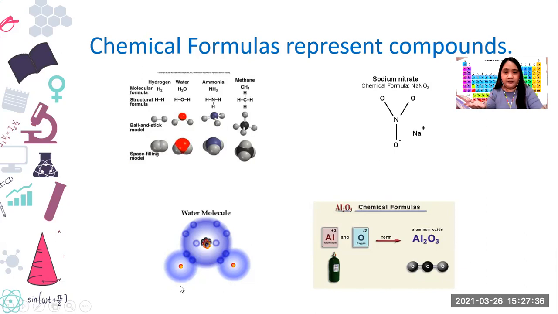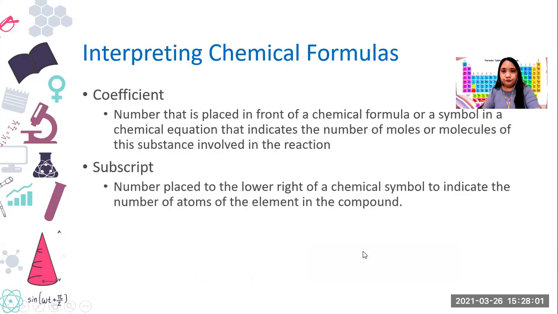Well, you can also represent it as the atom itself. This is a water molecule wherein we have the hydrogen atoms and oxygen atom. You have one oxygen atom and two hydrogen atoms. Or you can also represent it this way. This is also a representation of a chemical formula, like the material itself that we're using. So these are different ways.